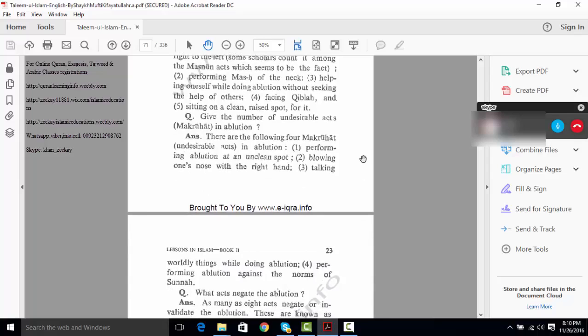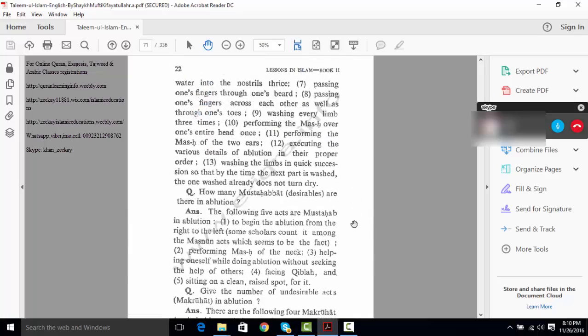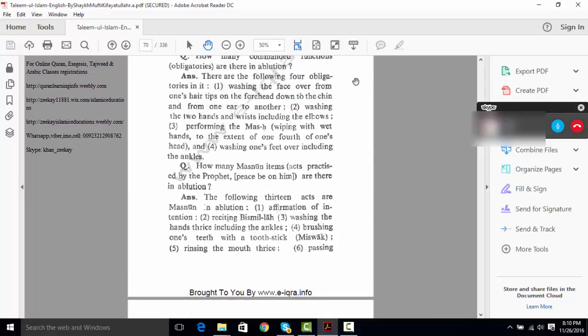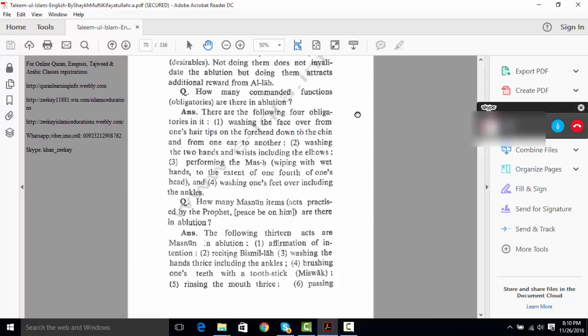Okay, I explained the difference between obligations, commanded functions, and masnoon functions. Could you tell me that difference? I'm asking about the difference between commanded functions and masnoon items.